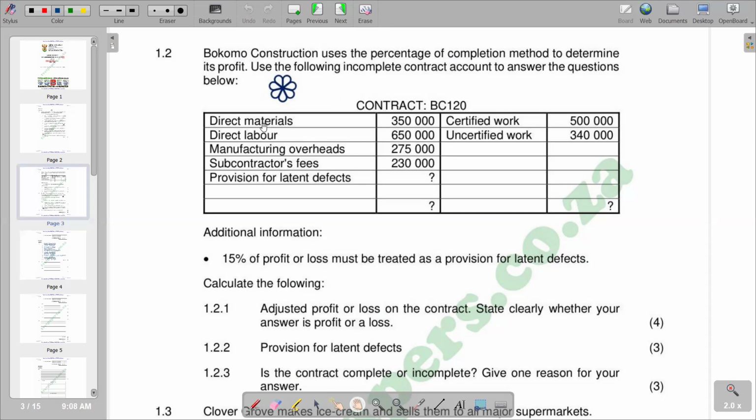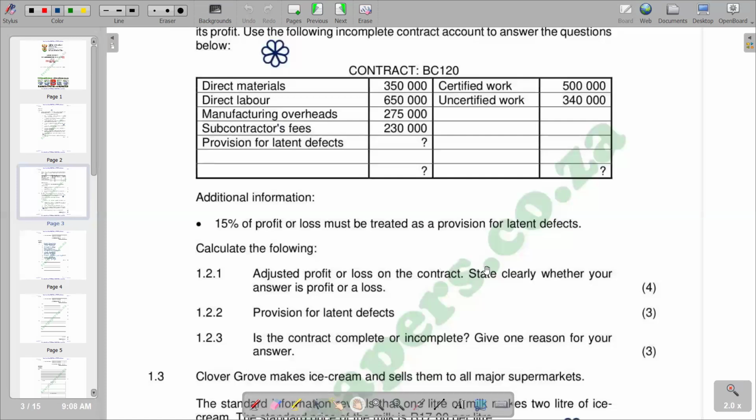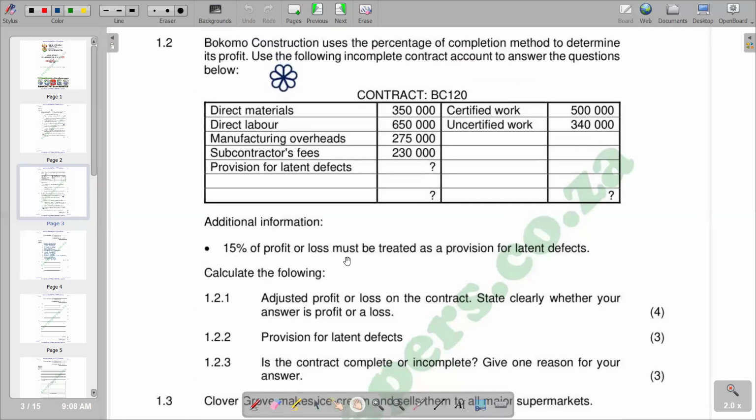We are having a contract account with a debit and credit side, and then we've got additional information which reads, 15% of profit or loss must be treated as a provision for latent defects. Then calculate the following. First part, adjusted profit or loss in the contract. State clearly whether your answer is profit or loss. So we are going to add the total of the debit and then the total of the credit. Then we find the difference. Then we can see if it's a profit or loss.